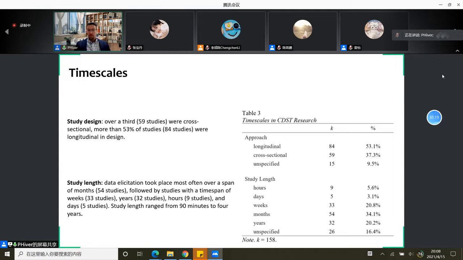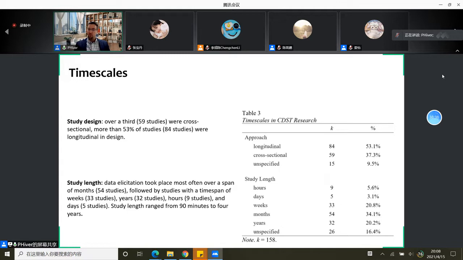And looking at study length, we can see that data collection took place most often over a time span of months. So there's something really interesting here. Study length in this pool of studies ranged from 90 minutes to 4 years. And that is the duration of the study.